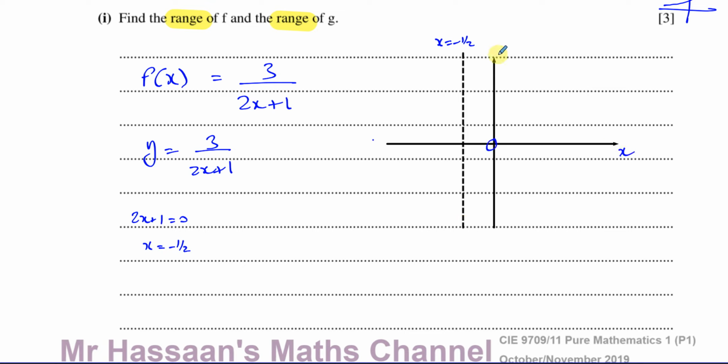You also always have a horizontal asymptote. If you swap these two around and put this in the denominator, you're going to end up with 2x plus 1 equals 3 over y. Now y can't be 0 either. Another way you can think about it, if you put y equals 0 and try to solve the equation, you'll have 0 equals 3, which is a contradiction. So y cannot be equal to 0. So y can't be 0 and x can't be negative a half, which means those are the two asymptotes.